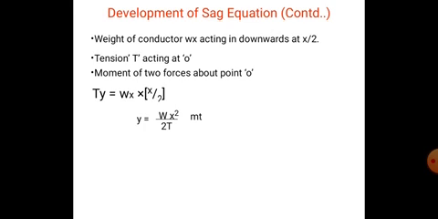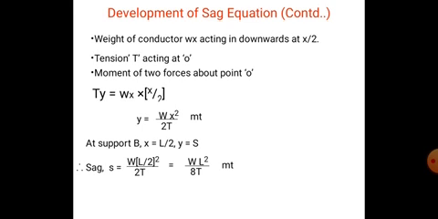So y is nothing but s, is equal to W, x is nothing but L by 2 whole square, by 2T. So s is equal to W into L square by 4, by 2T, that is 4 into 2, 8T. So s is equal to WL square by 8T. So with the length of the conductor x equal to L by 2 and y equal to s, the sag is s is equal to WL square by 8T meters.